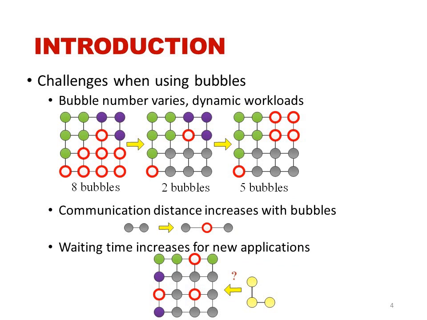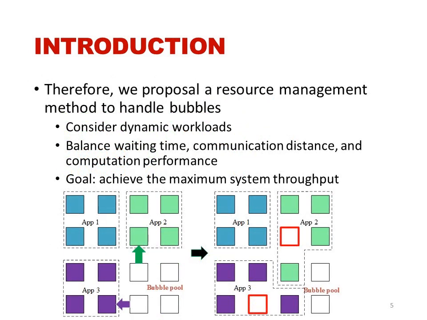First, the bubble number varies on the dynamic workloads. They are not fixed. Second, if we insert bubbles between two cores, then the communication distance increases. And third, if we allocate many bubbles to some applications, then new applications will have insufficient cores to run them. Therefore, we propose an application mapping algorithm to handle the previous challenges.